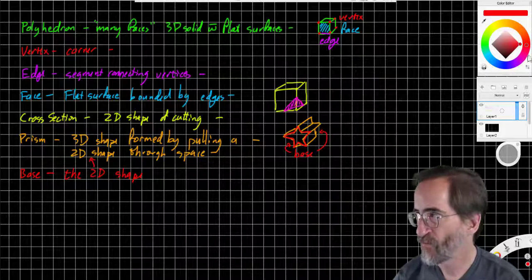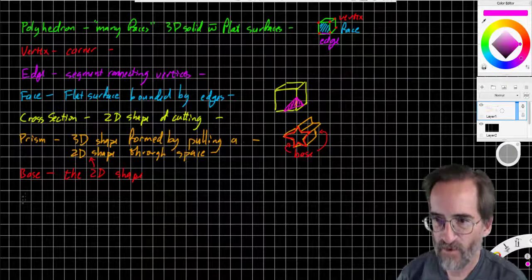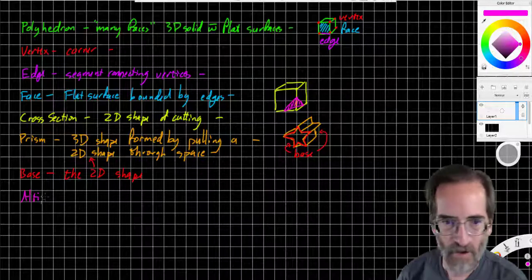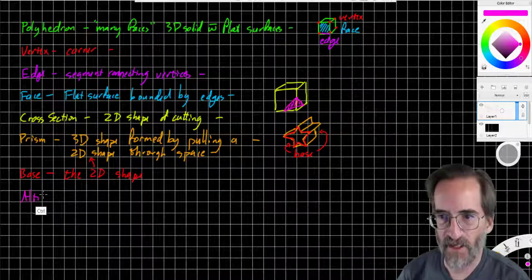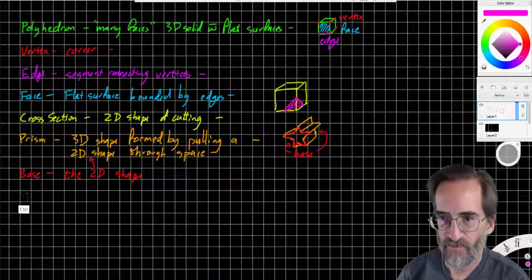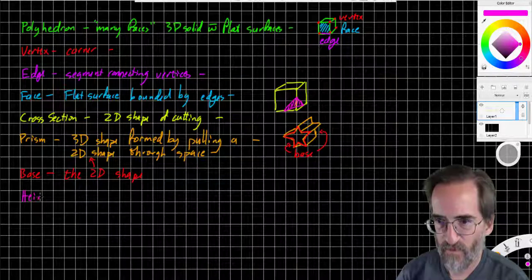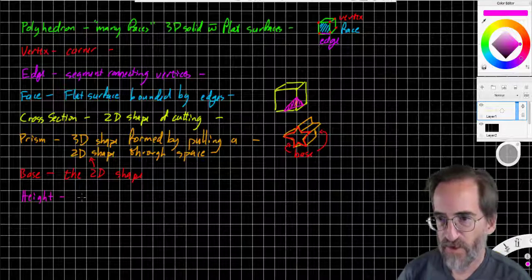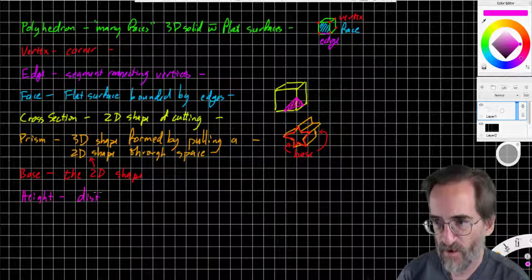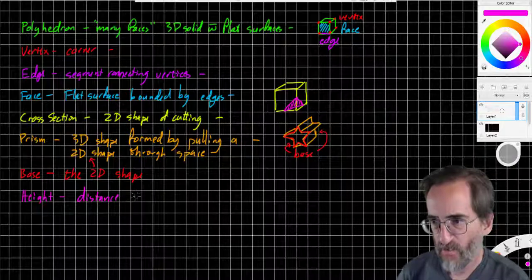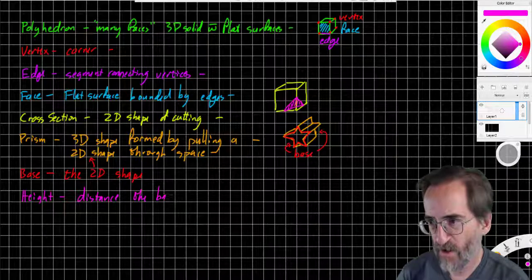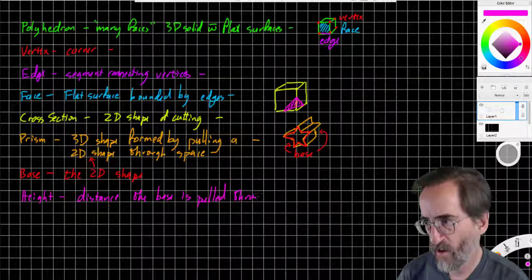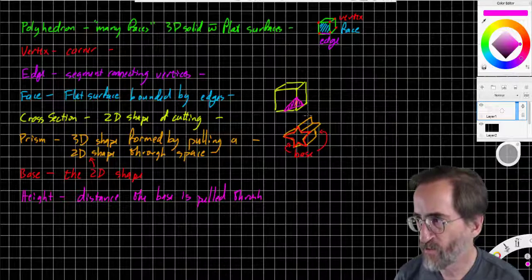Altitude. Actually, I'm going to say height. It's the distance the base is pulled through. So in this example, this is the height.